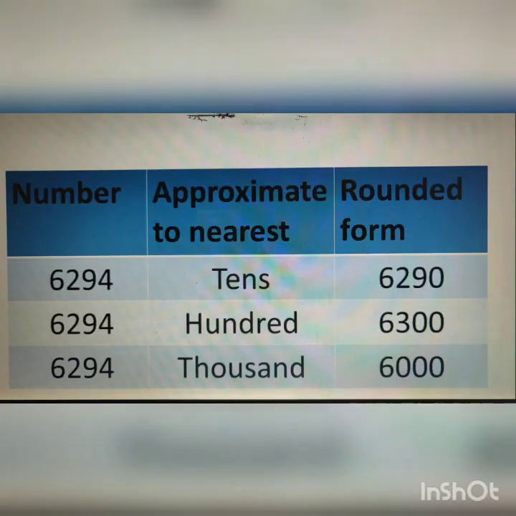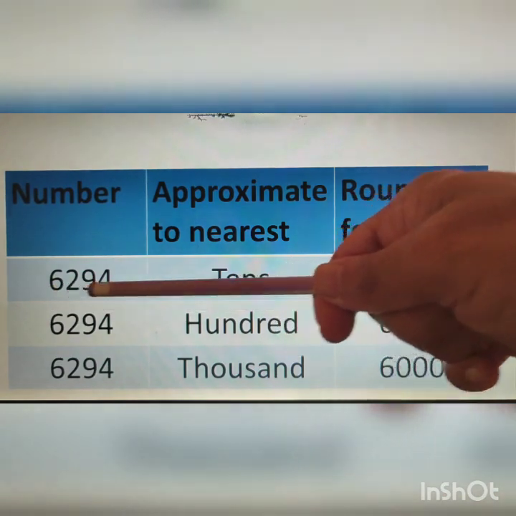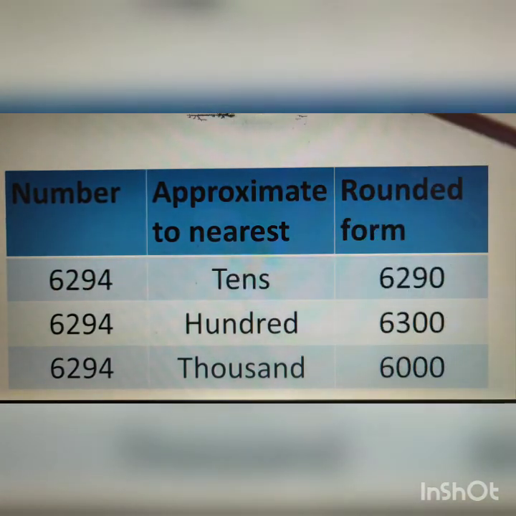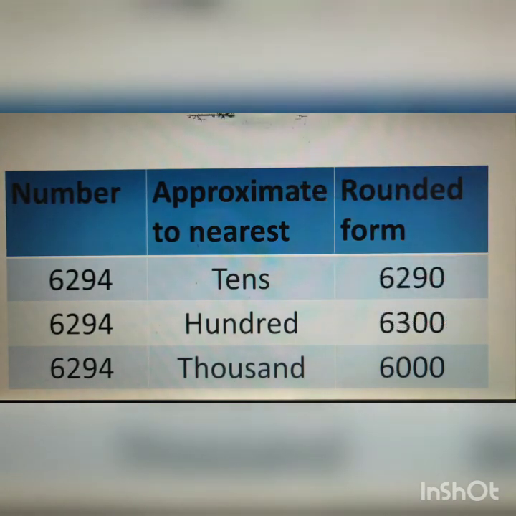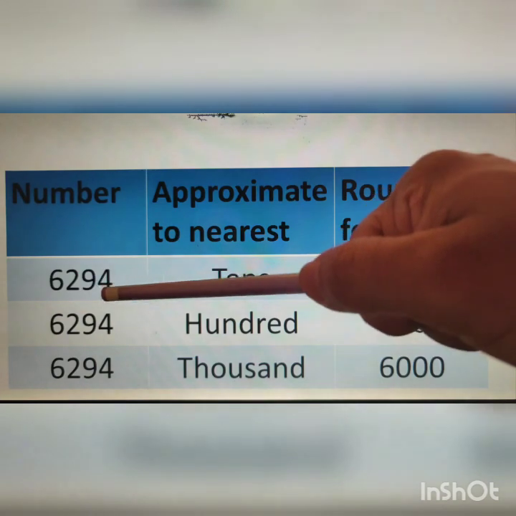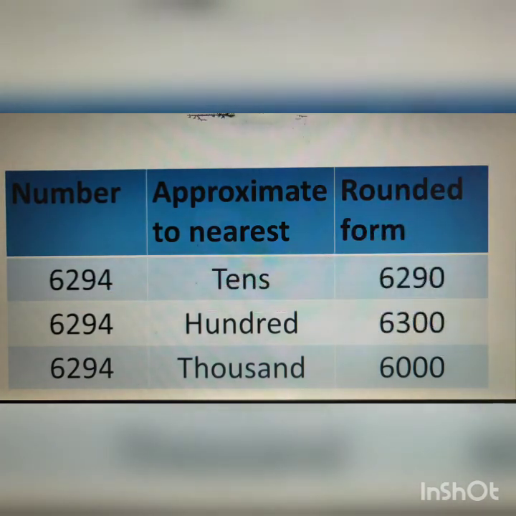Let's see an example. 6294 is rounding off to the nearest 10. While rounding off to the nearest 10, we will check the last digit, 4. If it is between 0 and 10 and more closer to 0, we will round it off to 0. And we know 94 is between 90 and 100, so we will round it off to 90, and it is 6290.